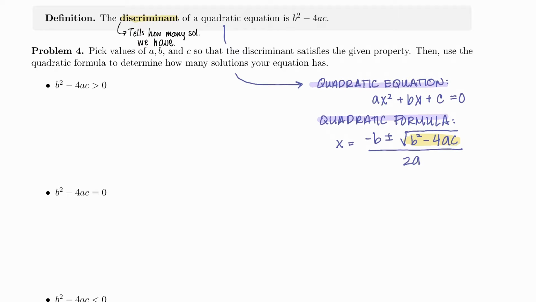Okay, so for the first part, it wants us to pick a, b, and c so that b squared minus 4ac is bigger than 0. So one way to do this is just make b really big. Maybe if b is 5 and a is 1 and c is 1, then our equation will be x squared plus 5x plus 1.